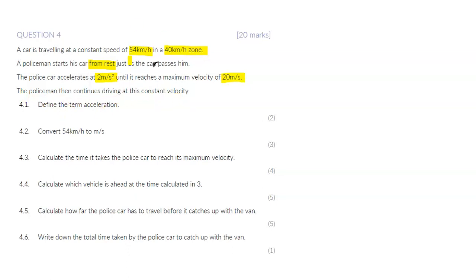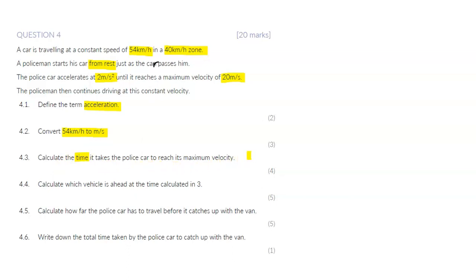Okay, so it sounds very complicated. We'll draw a little picture now. They ask to find the acceleration. We know that from our little summary. And then they ask us to convert the kilometers per hour to meters per second. That we actually did roughly in one of the short form questions. Calculate the time it takes the police car to reach its maximum velocity.